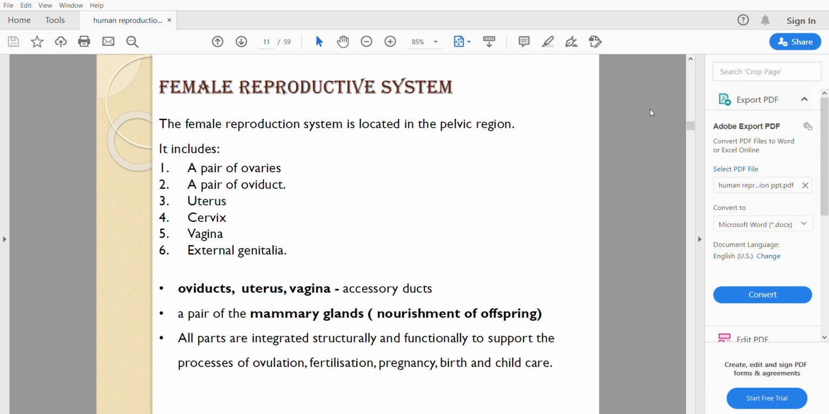Next, we have to see about the female reproductive system. The female reproductive system is located in the pelvic region of the female body. It includes a pair of ovaries, a pair of oviducts, uterus, cervix, vagina, and the external genitalia.